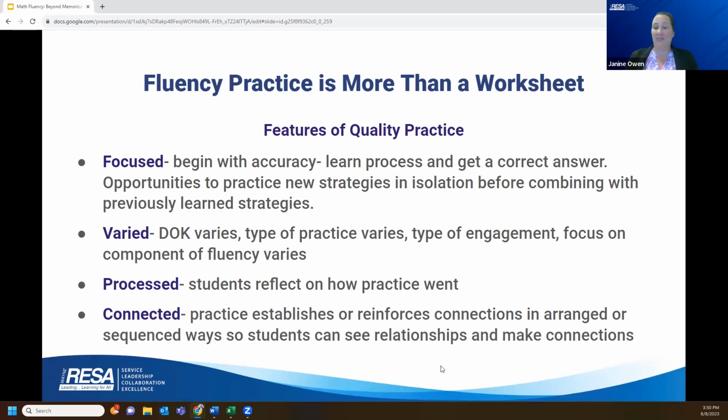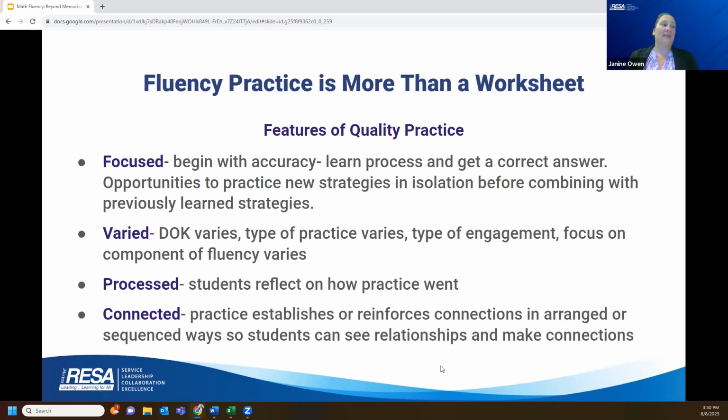Students should also have time to process their thinking. So after they have applied a strategy, they should be able to reflect on how that practice went. So getting students to self-assess and think, was that strategy a good one? Did I use the strategy correctly, or was it not very efficient? That kind of thing.